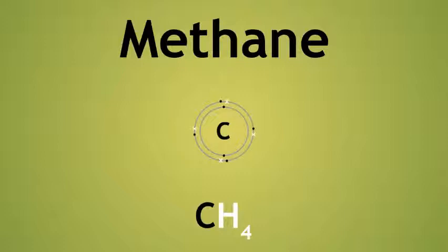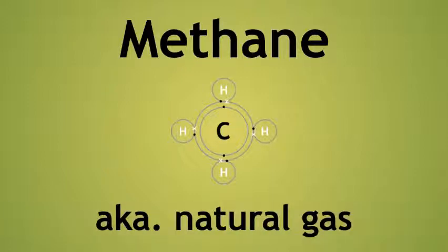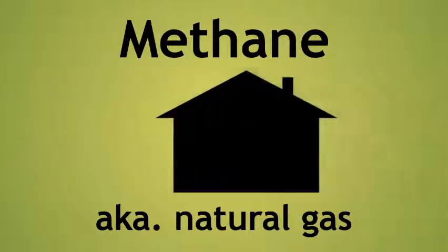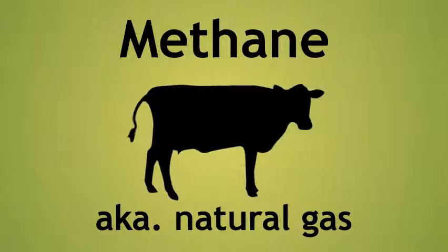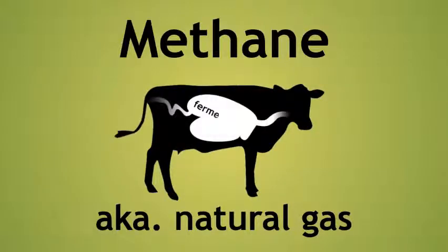In methane, the 4 hydrogen atoms have only 1 electron and so covalently bond to the carbon atom, each sharing a pair of electrons. Methane is known as natural gas and is often used as a fuel in homes for heating and cooking. It is also the gas released by cows by belching and flatulence, as it is produced by the fermentation of food by bacteria in their stomachs.